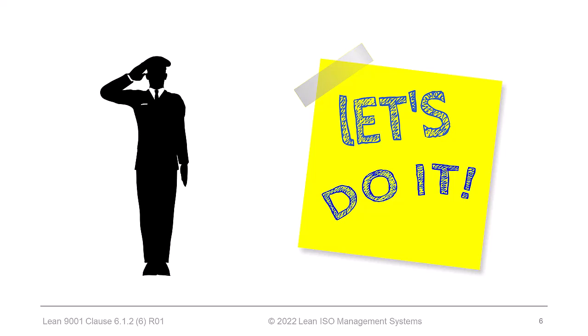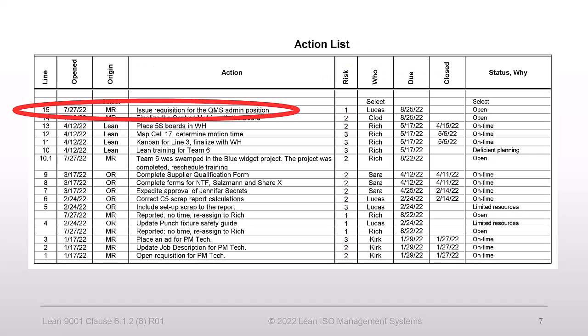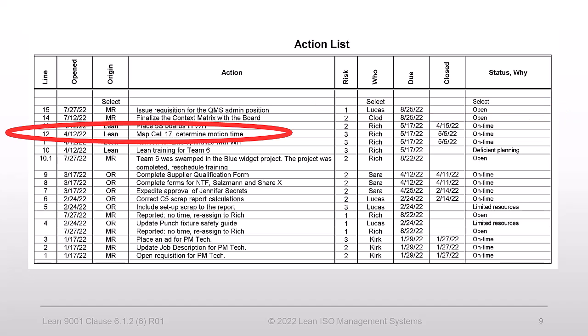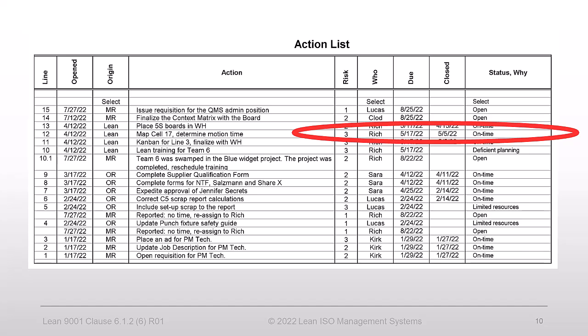Many companies run their action item lists in a simplistic form. Write what you need to do and do it. Unfortunately, this model loses the history of the performance of the action system. Let's take a look at a few scenarios. Management review documented in line 15 an action, and it is on schedule, so we mark it open. In the second scenario, the lean group documented in line 12 an action to map cell 17. The action was completed on time, so we marked it on time and closed.